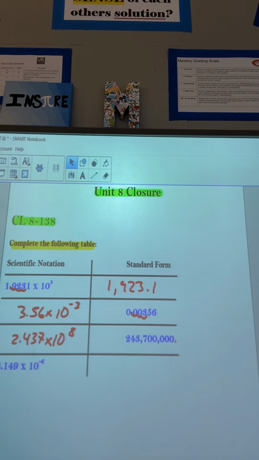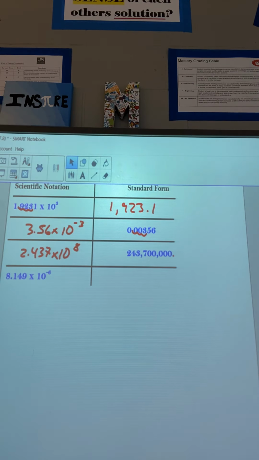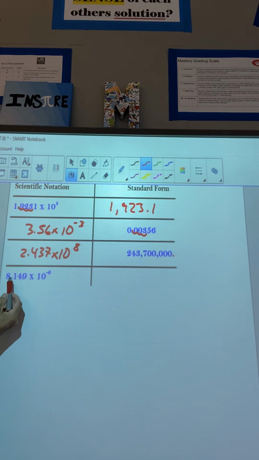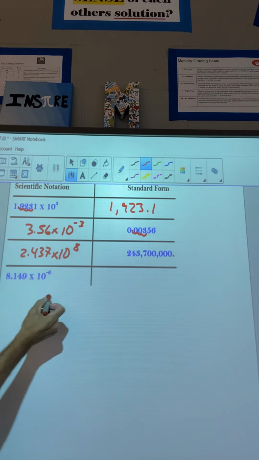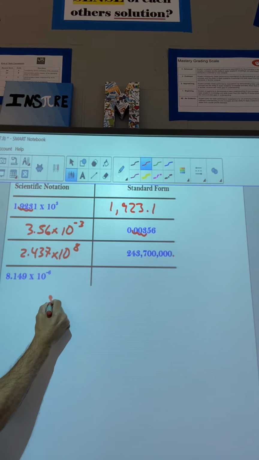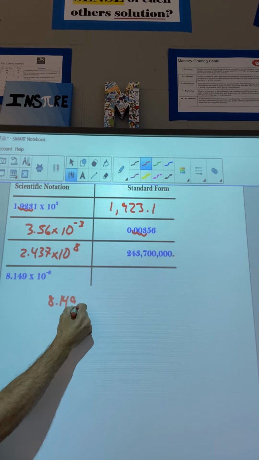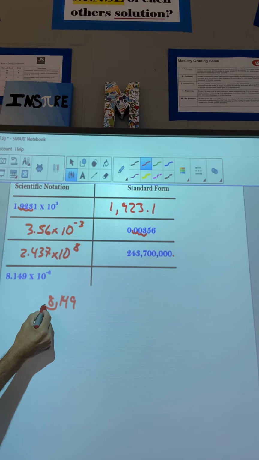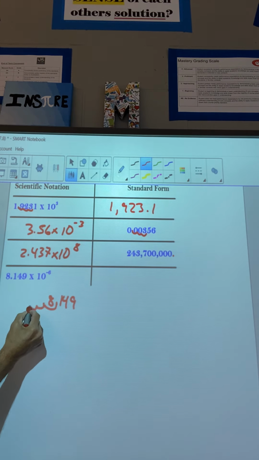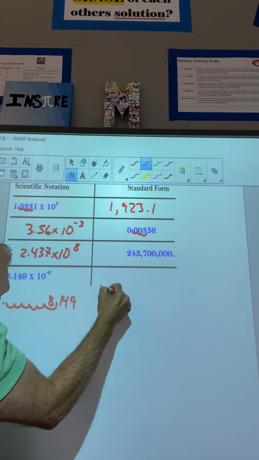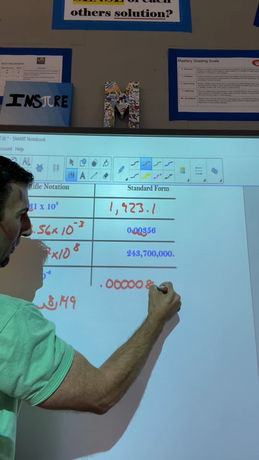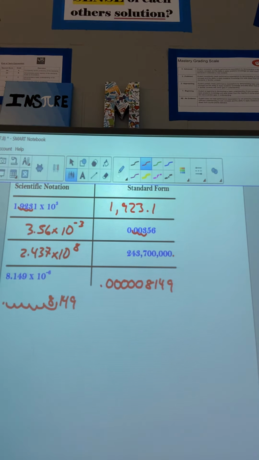And then our last one, let me move the board up a little bit so it's easier to see. I have 10 to the negative 6 power, so I'm going to move this 6 times. I'm going to rewrite it down here, 8, 1, 4, 9. So I'm going to move it 6 times, so there is ones, and then I need 5 zeros: 1, 2, 3, 4, 5 zeros, 8, 1, 4, 9.